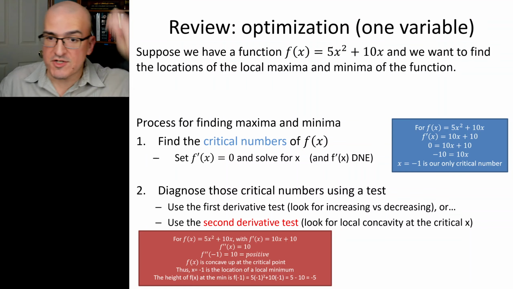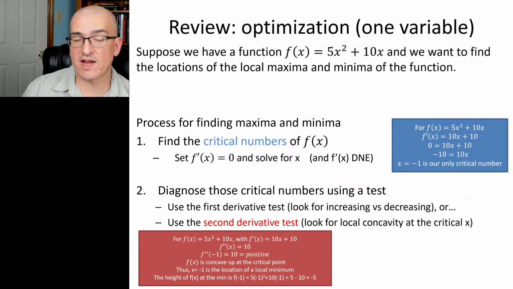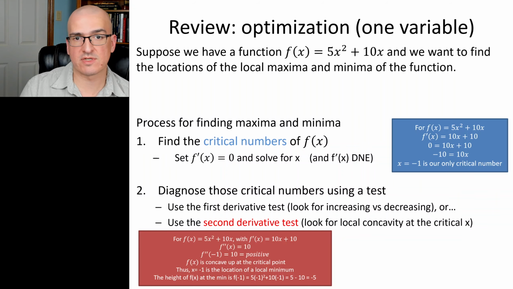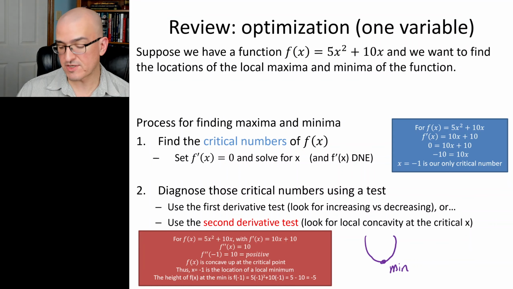For this particular function, f double prime of x is a constant. The derivative of 10x plus 10 is just 10. And that means the function is concave up everywhere. We have a critical number, and the function is always concave up, so that critical number must be a min. Both the first derivative and the second derivative tests work well for this function.